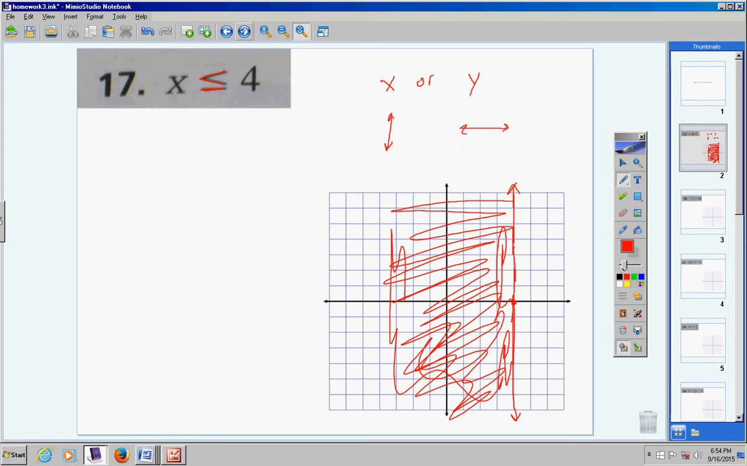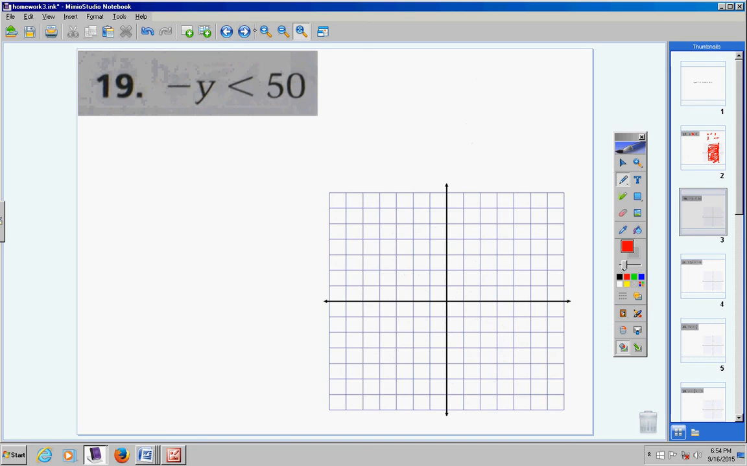Let's try number 19. Okay, the first thing you do, don't forget, is pretend you have an equal sign. Even though you don't, you pretend that you do. That's easy. Now, if negative y equals 50, then y equals negative 50. Listen, students, don't think that you have a y equation with no x. So you go right to 50 and draw your horizontal line. You must make sure the y is all by itself. If there would have been a negative 2 right here, then you would divide both sides by a negative 2.